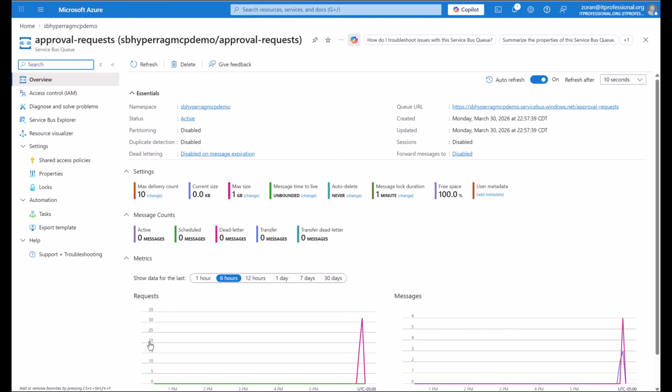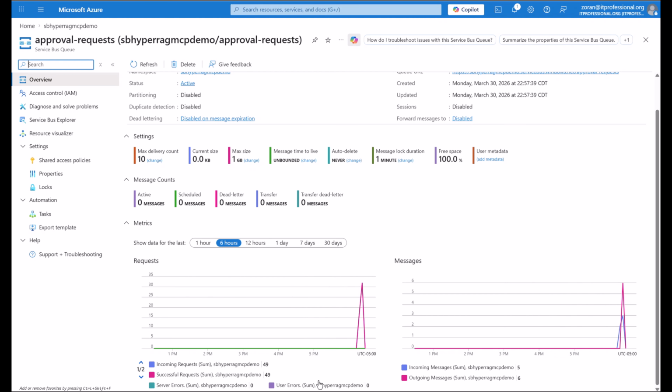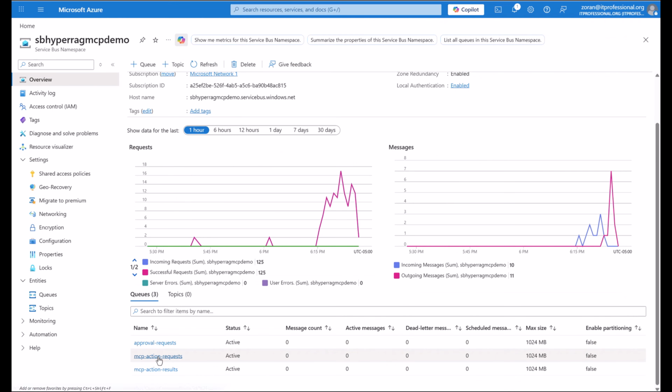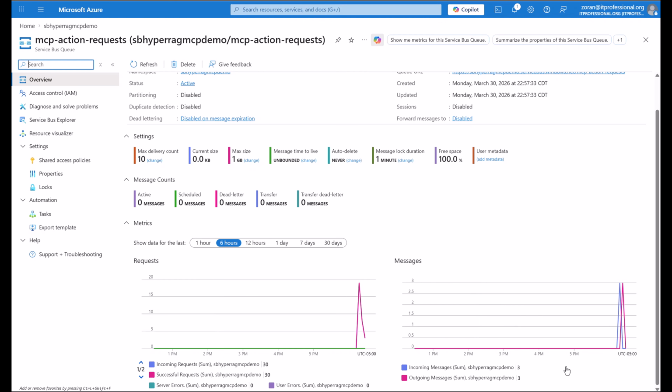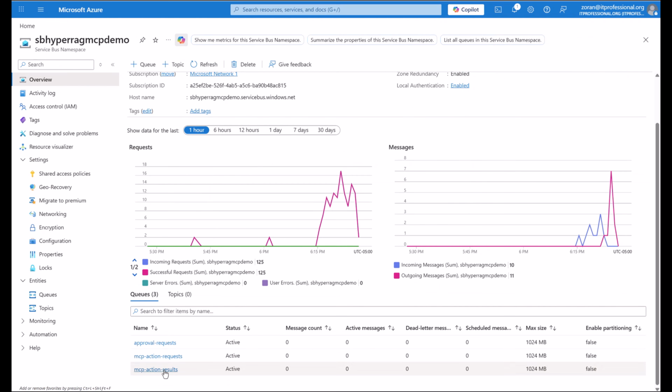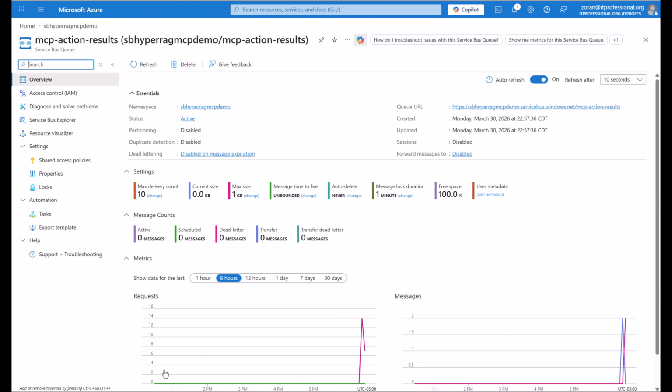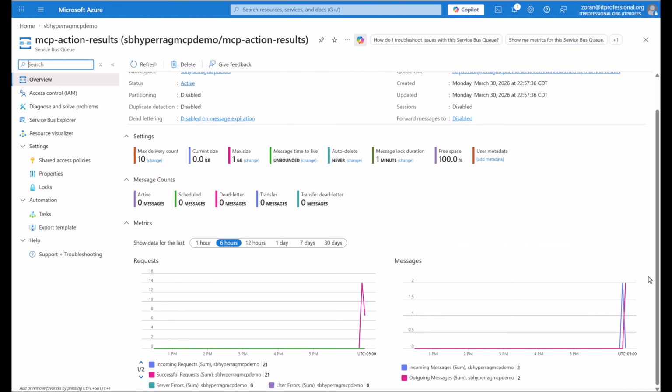Earlier, this was still in a clean state. Now we can see that activity has taken place. On the overview page, the graph shows that message traffic went through the service, and the counters confirm that messages were sent, received, and processed. So even though there are no visible messages sitting in the queue, we still have proof that the transport layer was active. That is exactly what we want here.